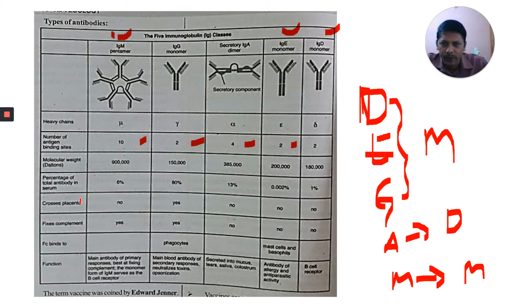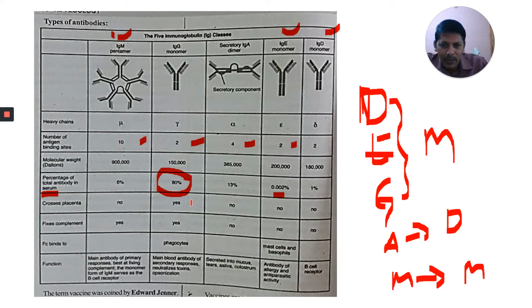This was given in another mock test. Percentage: the highest number is IgG, and the lowest is E. Sometimes they may ask you to arrange these antibodies according to their percentage in the serum. Note down that one also.